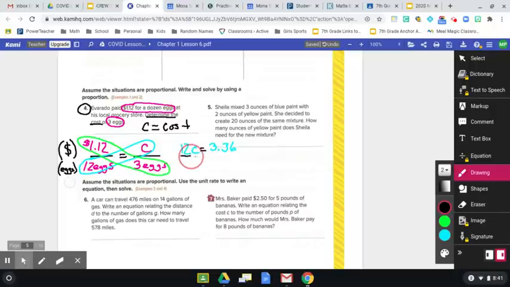Okay, well, we're going to solve this one-step equation, right? We're going to take and divide by 12. We need to get C all by itself. We're going to divide by 12 so that we get 1C, or C equals. And on the other side of the equal sign, we're going to balance and also divide by 12. Let's take that $3.36 and divide it by 12.